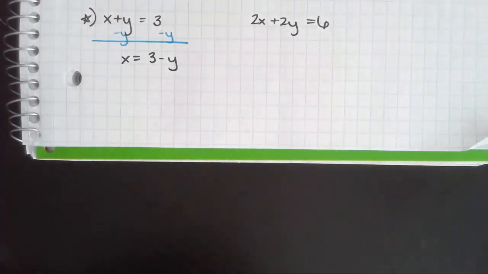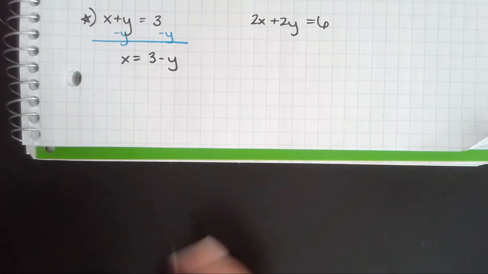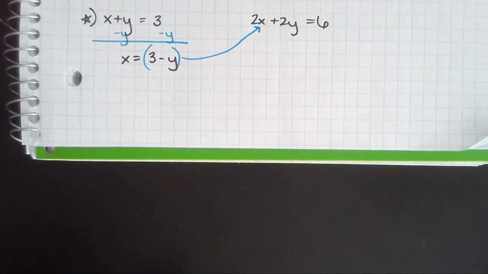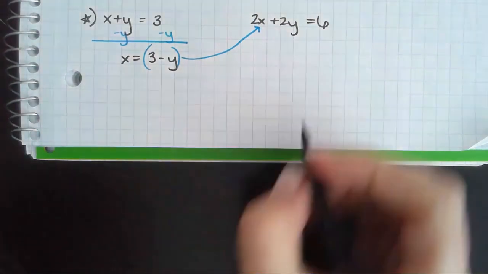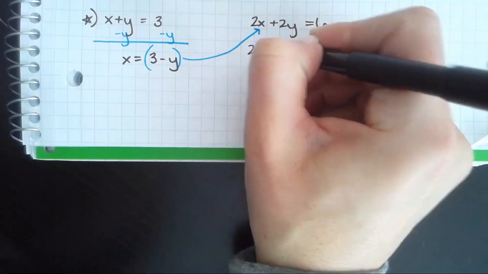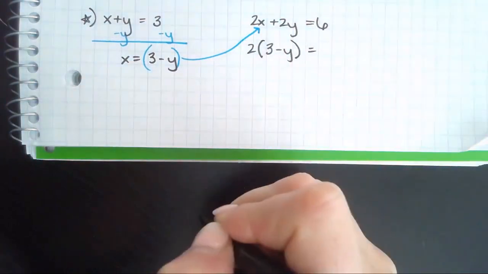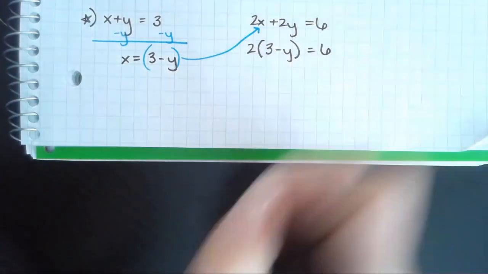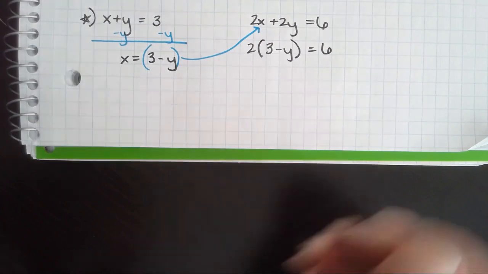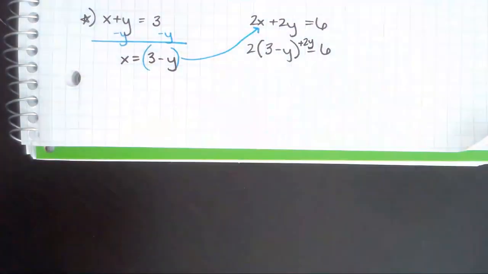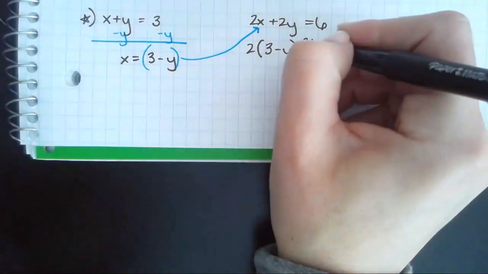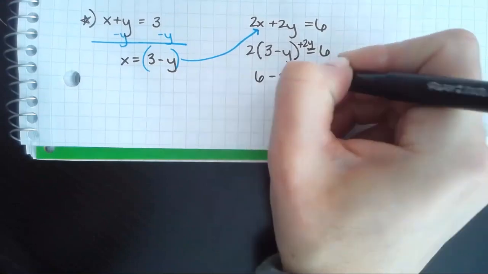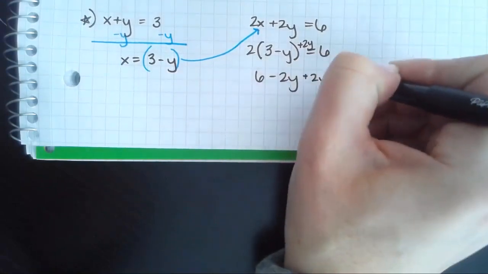Now that I have one of my variables by itself, I will plug in this value for x. So I'll get 2 times the quantity 3 minus y, plus 2y equals 6. Distribute: 6 minus 2y plus 2y equals 6.